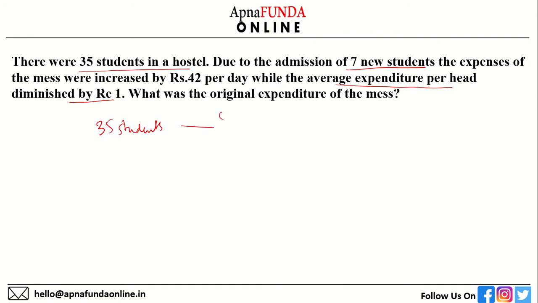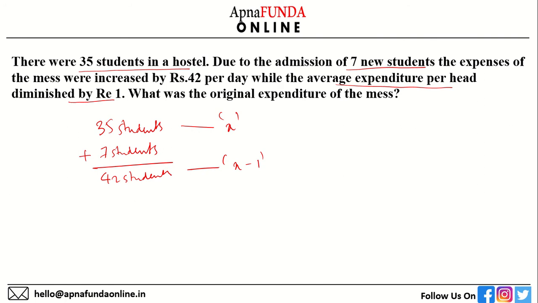Okay. Now let's assume the original average expenditure of the mess to be x. I repeat, it is the average expenditure of the mess. Correct? The average expenditure of the mess is x rupees. With the admission of 7 new students, there are now 42 students. This average has diminished by rupees 1. So let's say the average expenditure now stands at x minus 1.